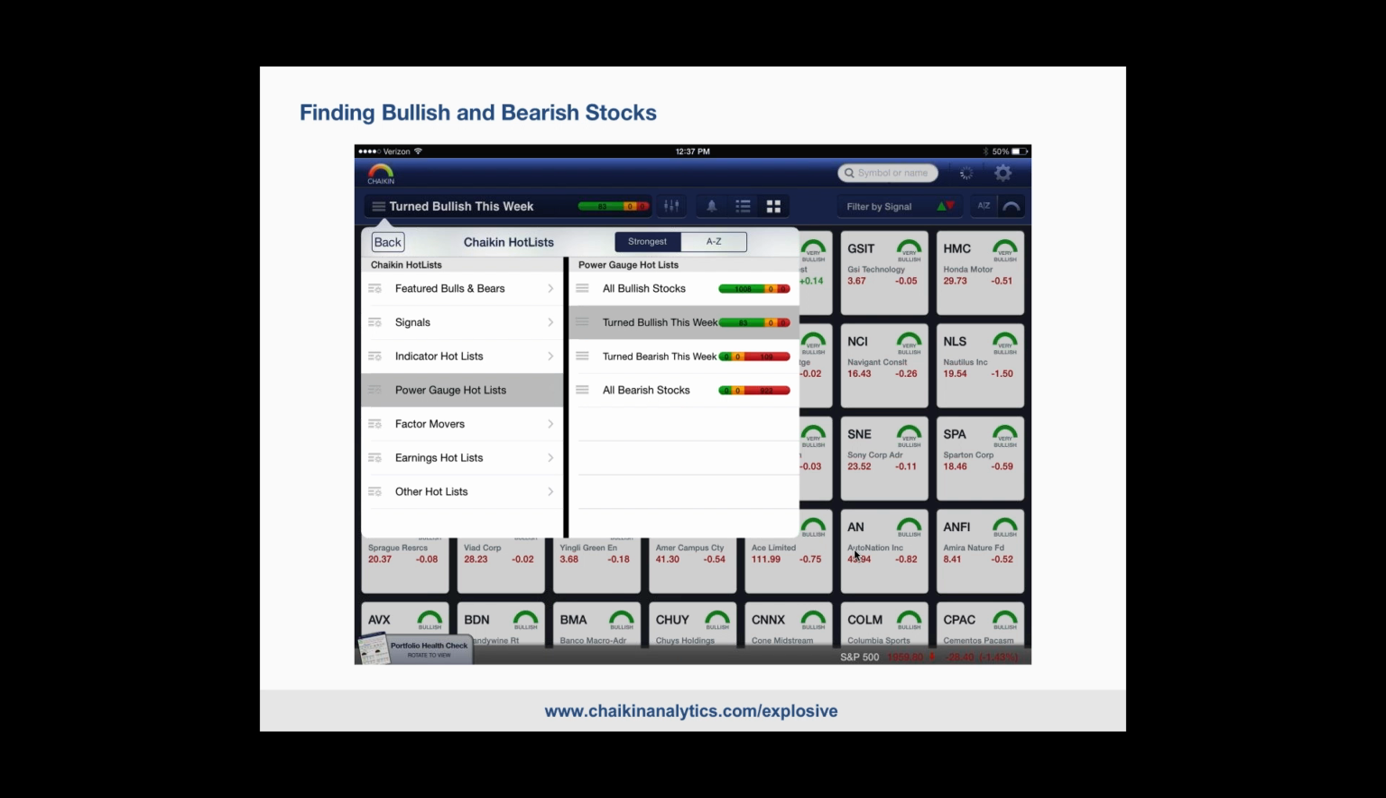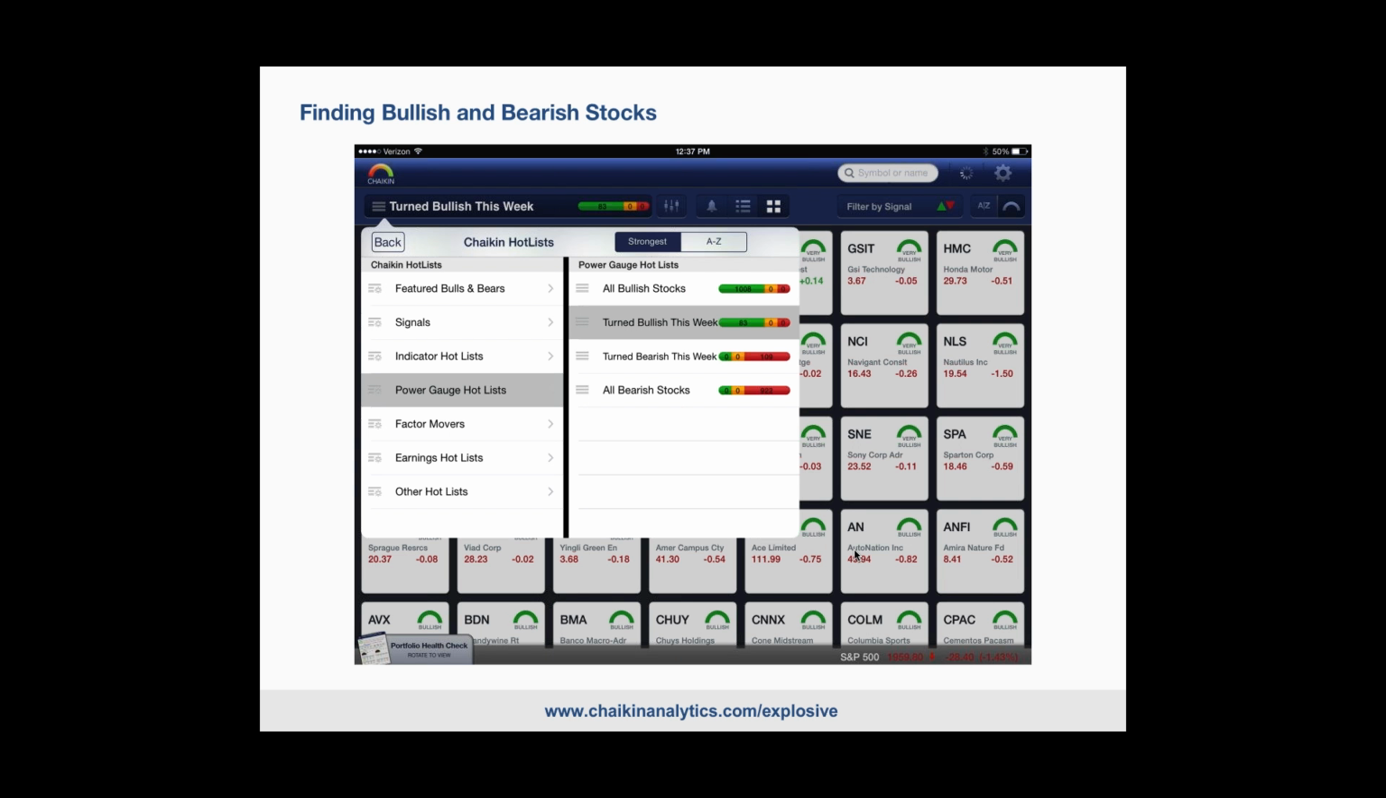Now, what is a classic Chaikin bear? It's the exact opposite. Power gauge rating is bearish. Relative performance is weak. Chaikin money flow is weak, indicating that the institutions are selling, not buying the stock. It's red, not green. And Kinder Morgan is our poster child.